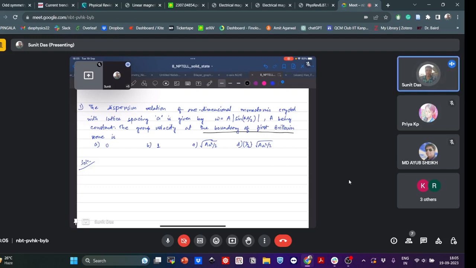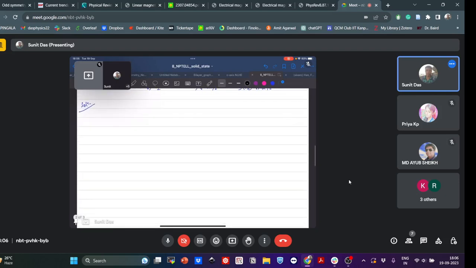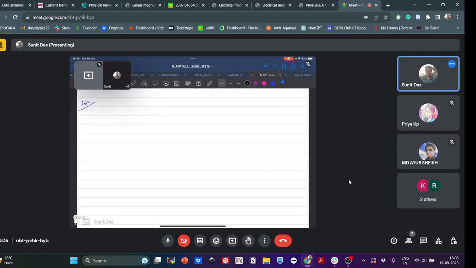So anyone found the answer? Okay, so let me solve it. So we have the dispersion relation given like this.